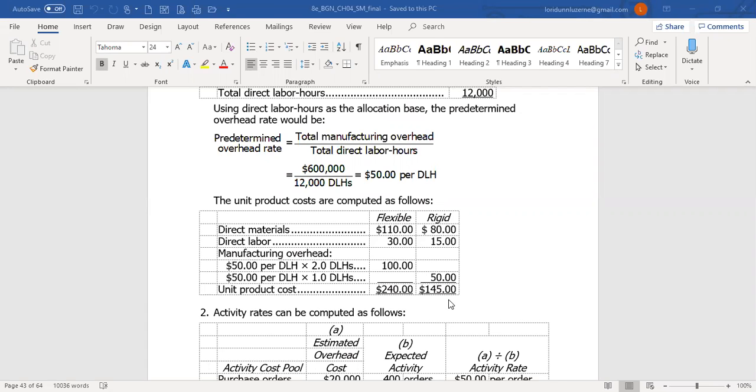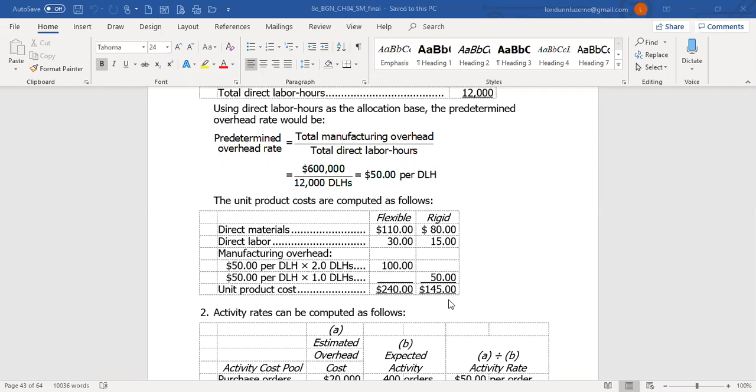The expected activity related to that is 100 flexible, 300 rigid. Rework requests. The total cost is $10,000. The number of requests, 60 for flexible, 140 for rigid. Product testing. The total cost is $210,000. The total activity related to that total cost is 900 flexible, 1,200 rigid, or a total of 2,100.